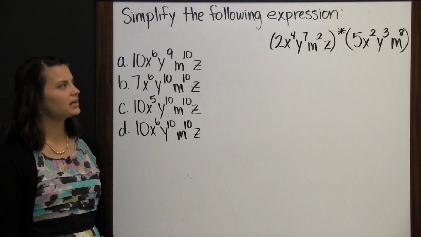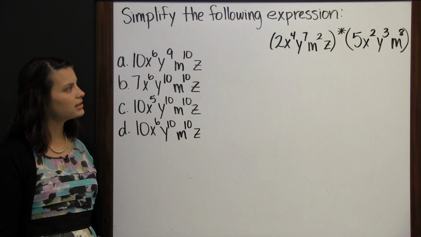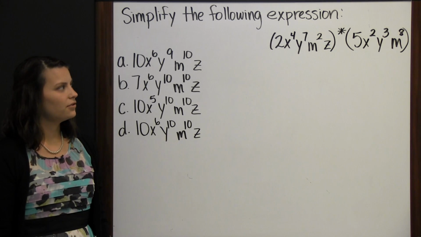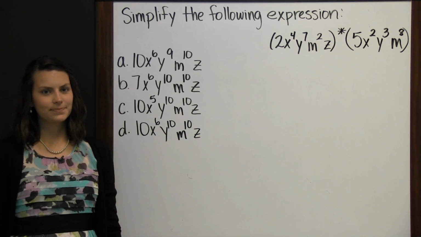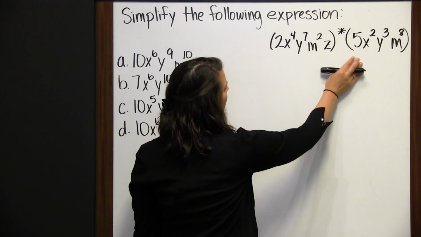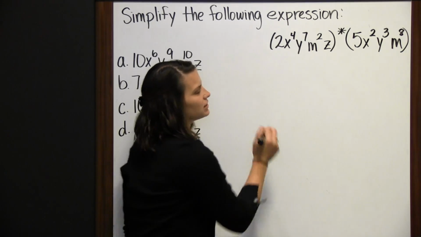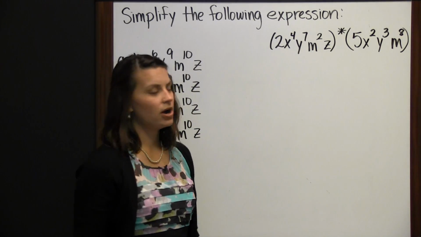Simplify the following expression. 2x to the 4th, y to the 7th, m squared, z, times 5x squared, y cubed, m to the 8th. I'm going to start by multiplying my like terms together. So I can rewrite this. It's multiplication, so you can multiply in any order you want.